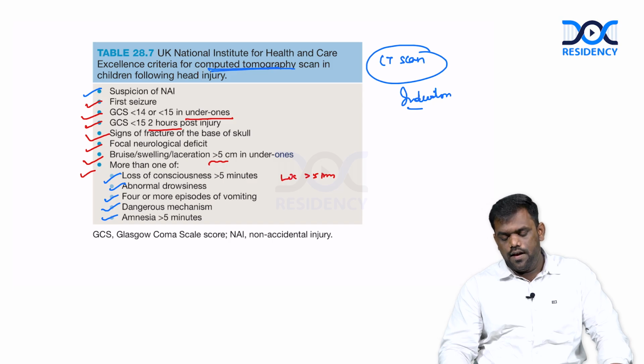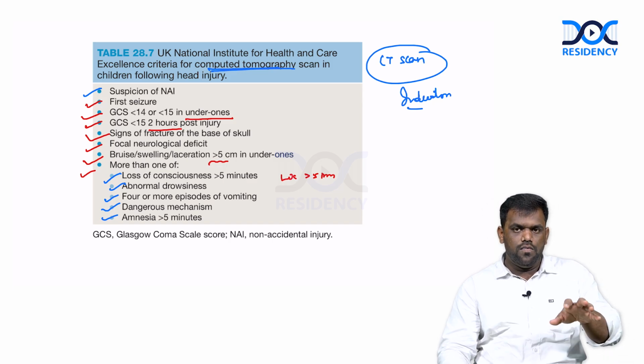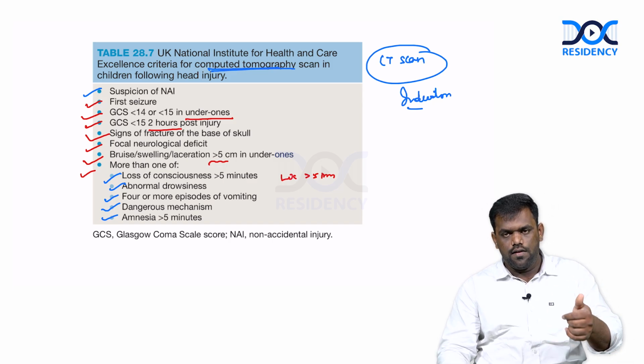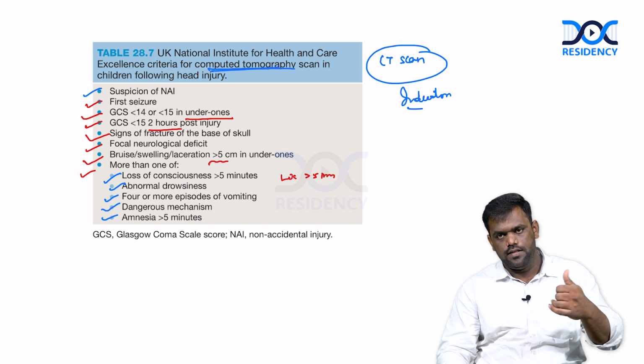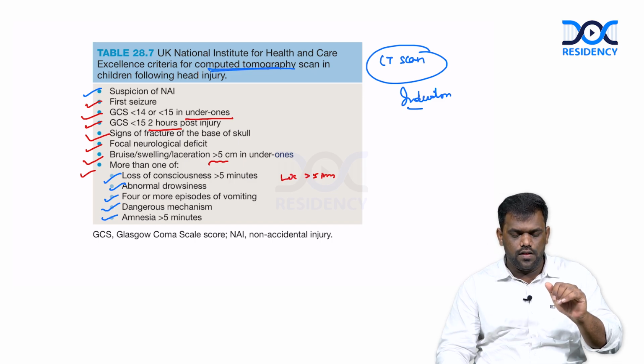In adult, you have to go for retrograde amnesia of more than 30 minutes, and then you take a CT scan. But in the case of pediatrics, you have to take a CT whenever there is amnesia of more than 5 minutes.